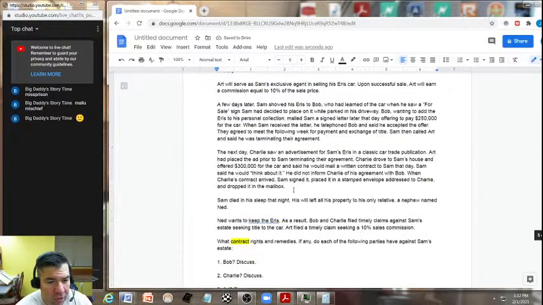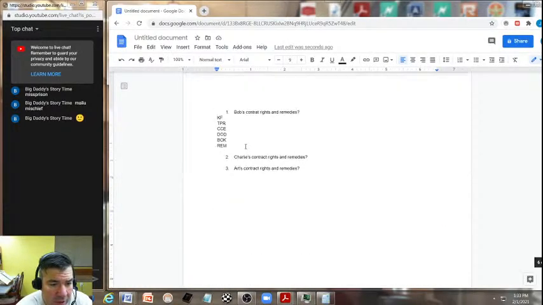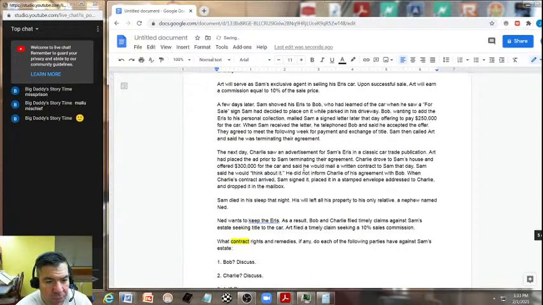Okay, let's go up and read our question now. Sam owned a classic 1965 Heiress automobile. Only 500 such cars were made, and they are considered highly valuable. Sam and Art, a classic car specialist, signed a valid written contract. Now, we know that there's a valid written contract between Sam and Art at this point. So we've got to come down here concerning Art, but we don't know exactly what the area of law is yet. So let's see what that says up here.